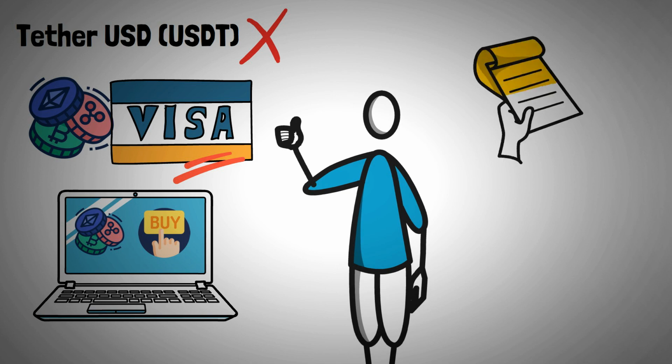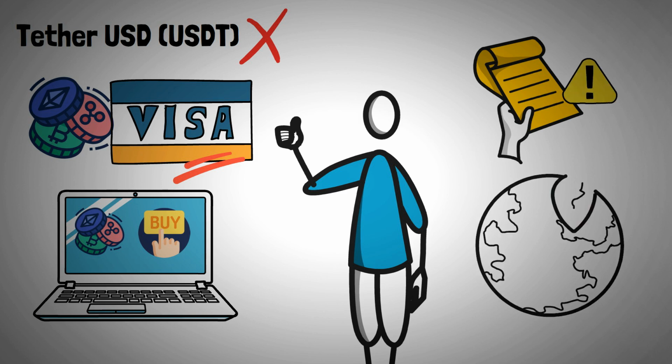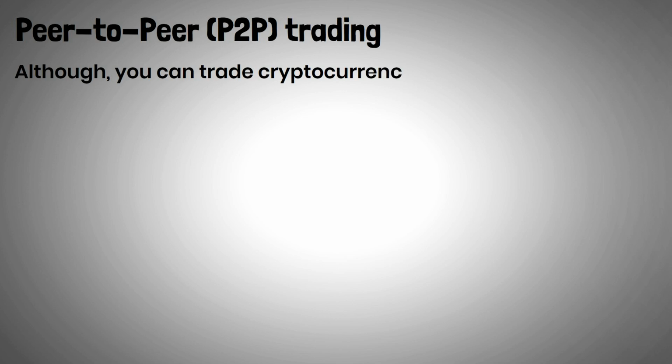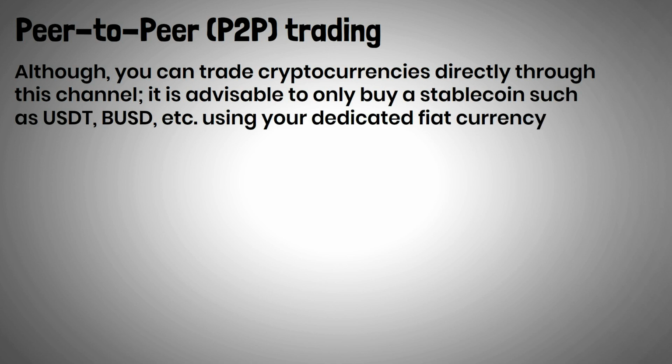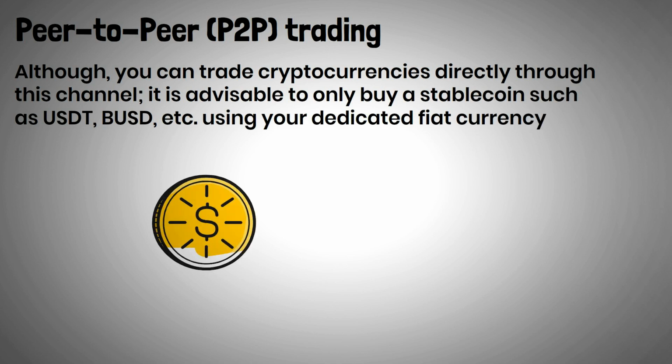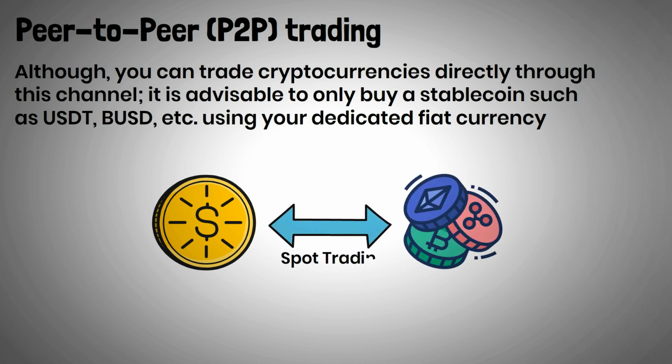However, their workability is quite limited considering the policies adopted by the country that you live in. To cater to this, Binance provides another method of buying cryptocurrencies, which is through peer-to-peer, P2P, trading. Although you can trade cryptocurrencies directly through this channel, it is advisable to only buy a stablecoin such as USDT, BUSD, etc. using your dedicated fiat currency. Once you have bought the respective currency, you can easily trade them with cryptocurrencies across spot trading or futures trading.